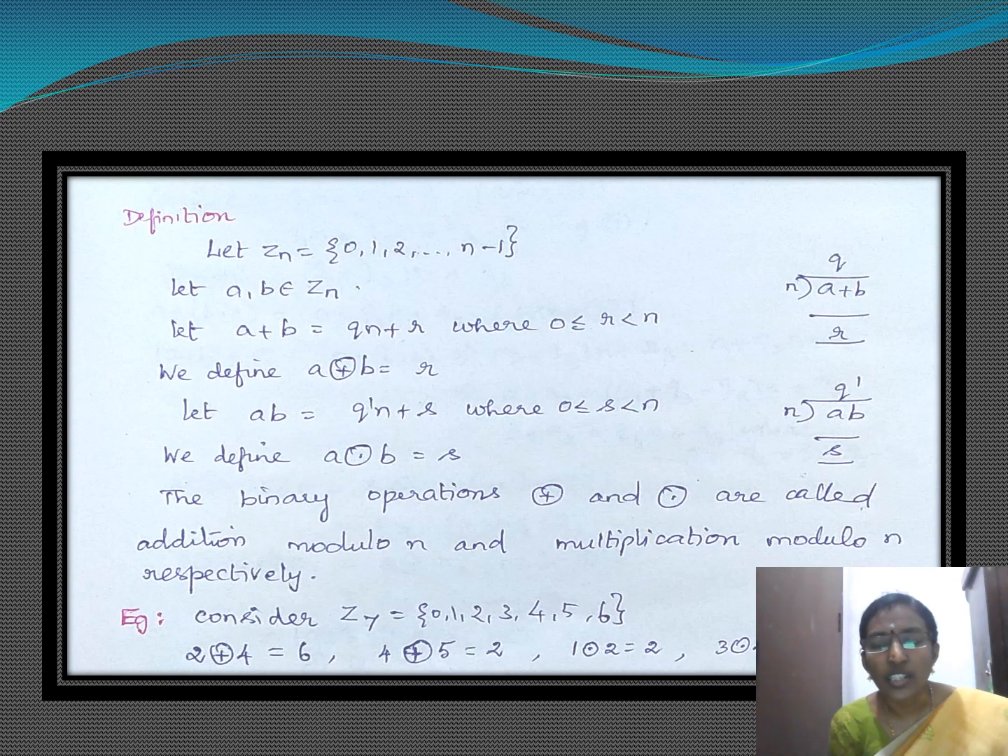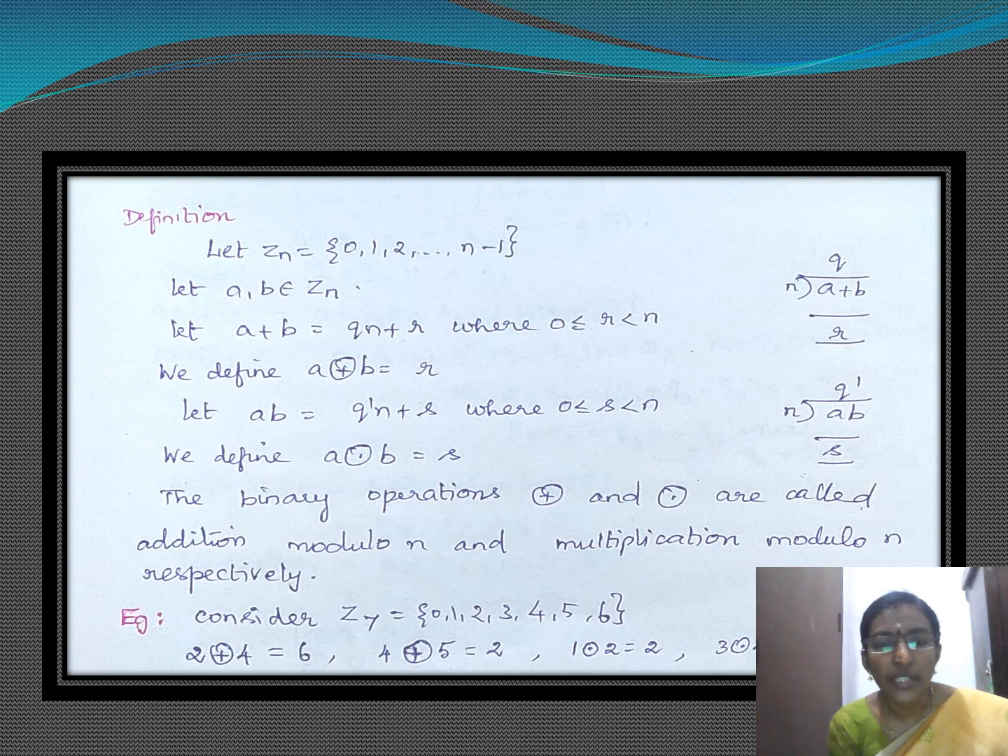Before going to see the next example for group, let me introduce a definition, that is a notation Z_n. Z_n is equal to the set of all elements which starts from 0 and ends with n minus 1. Here we introduce a few binary operations: plus circle and dot circle.